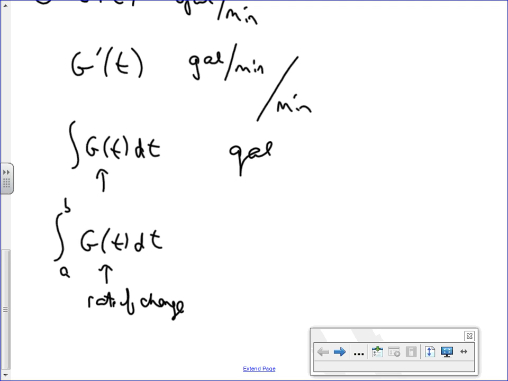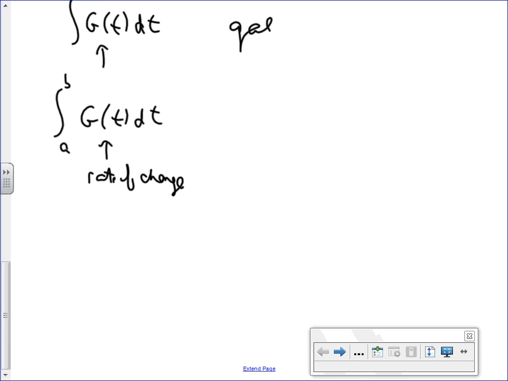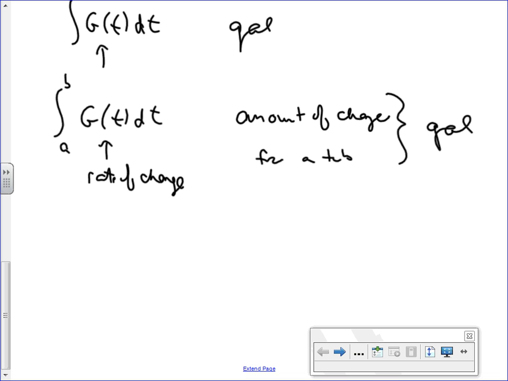Then this definite integral is an accumulator of change. It tells you how much something has changed, the amount of change from A to B. Units on that will be, how much has it changed? That make sense? And then, don't forget this one.